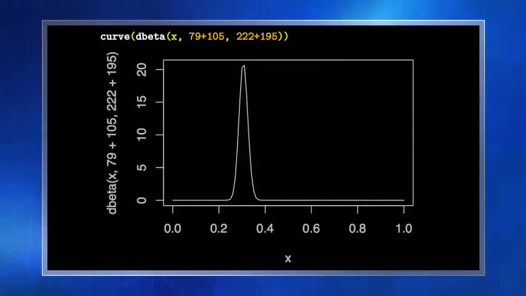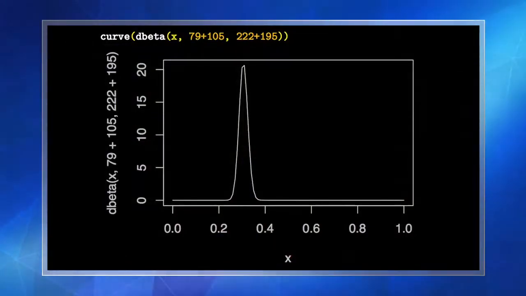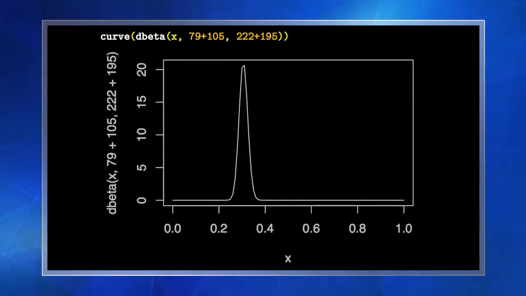But suppose halfway through the season, he's been up to bat 300 times, hitting 105 out of those times. So now our new distribution would be a beta of 79 plus 105, right? We're getting that because we're adding the total number of hits for A, and then B would be the total number of misses. So 222 plus 195. So this curve is now a little bit thinner and is slightly shifted to the right to reflect that higher batting average.